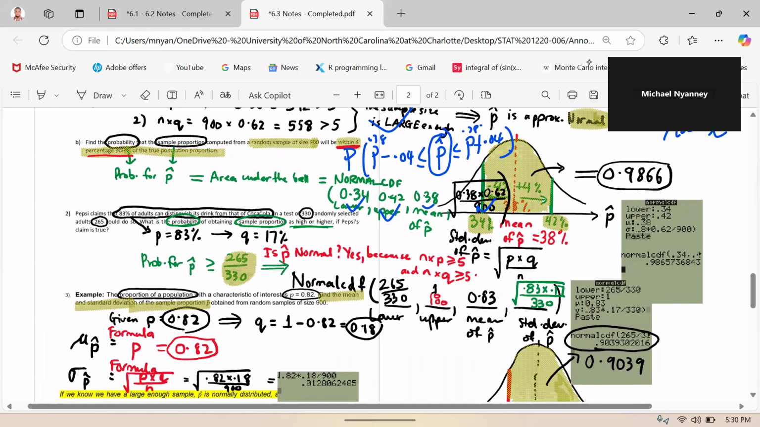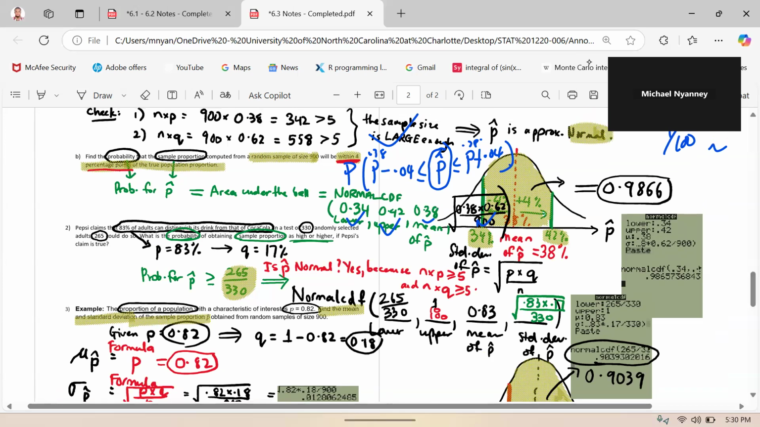Okay, so what is the probability of obtaining a sample proportion? Our sample proportion now is 265 over 300. That's the sample proportion, and the population proportion is 0.83. You want to pick something that is greater than the sample proportion. Translating this, it will be the probability that our P hat is higher than 265 all over 330.